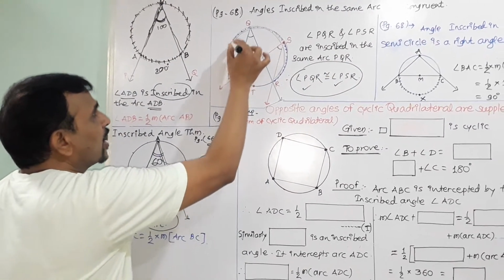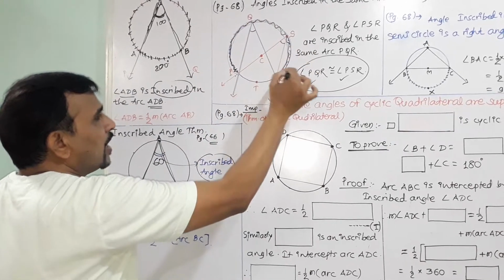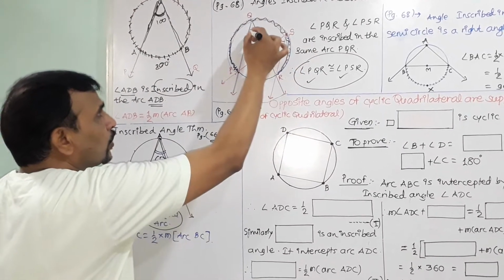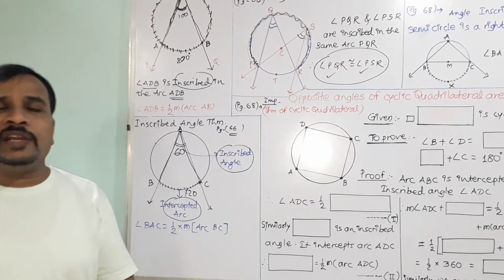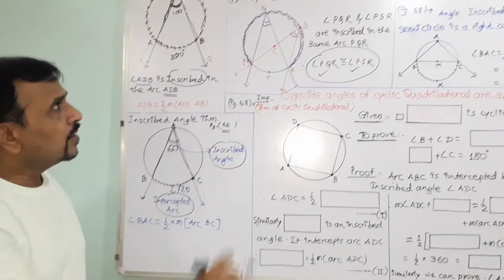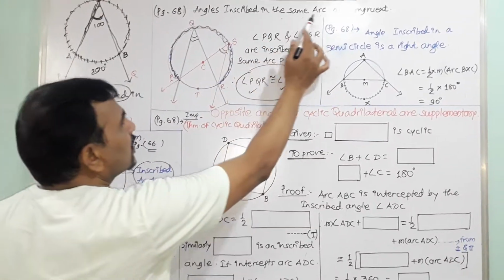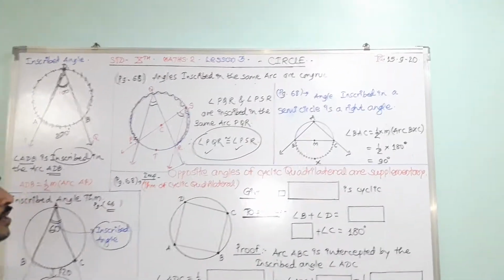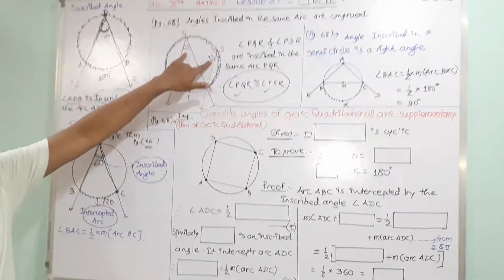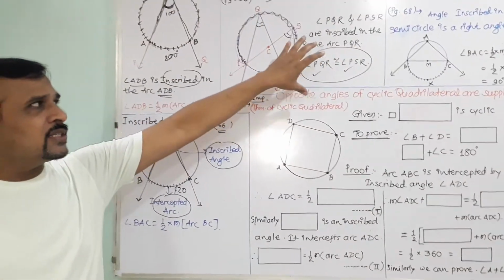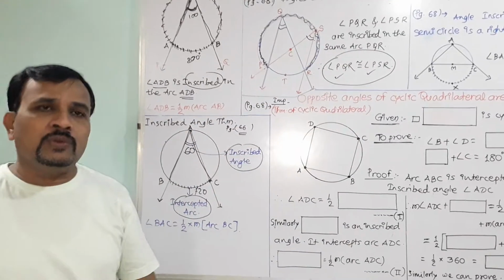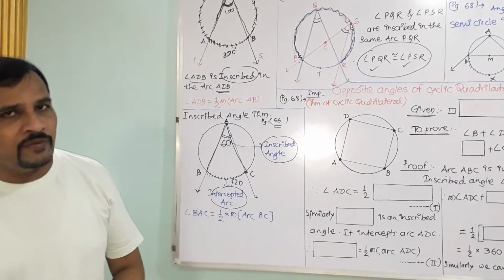See, this arc PQR is there, and in this arc PQR the 2 angles are inscribed, and according to the corollary of the inscribed angle theorem, angles inscribed in the same arc are congruent. This means these 2 angles are congruent. Very simple. All these corollaries, all these statements are useful to solve practice set 3.4.